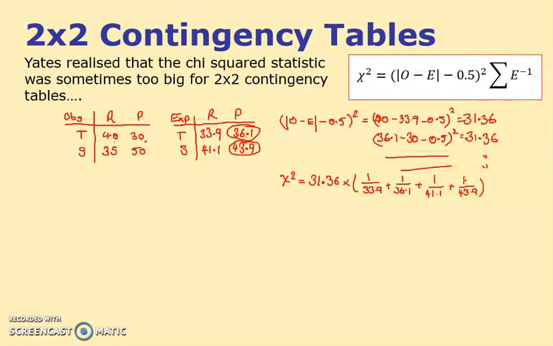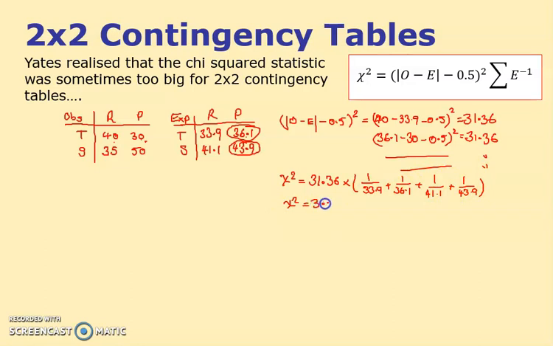So I'm going to type that into my calculator. 31.36 times by, and you might find you've got the x minus 1 button. I've just noticed I have got it, so you could use that instead. 33.9, 1 over it, plus 36.1, 1 over it, plus 41.1, 1 over that, plus 43.9, 1 over that, and then close the bracket, equals, and I get an answer of 3.27, which is definitely smaller.